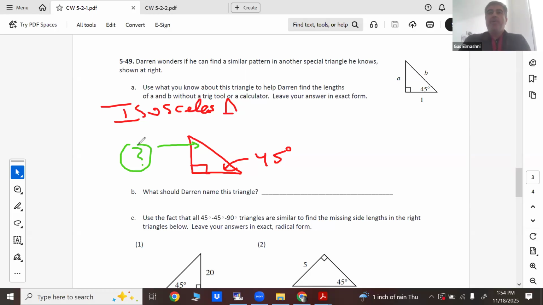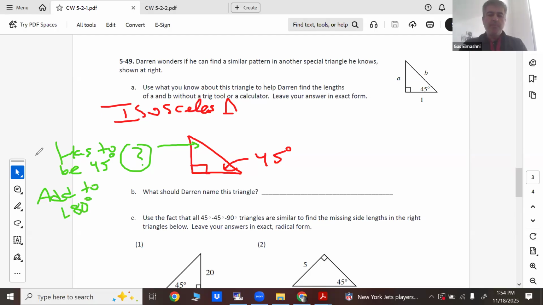Because it's not given to us. But if you use your knowledge of triangles, you got 90, you got 45. What's that other angle going to be? It's going to be 45 also. That has to be 45 degrees. We have no other choice, right? Because they have to add to 180. So that's just building upon previous knowledge. So this has to be an isosceles triangle, meaning those angles are the same and those sides are the same.